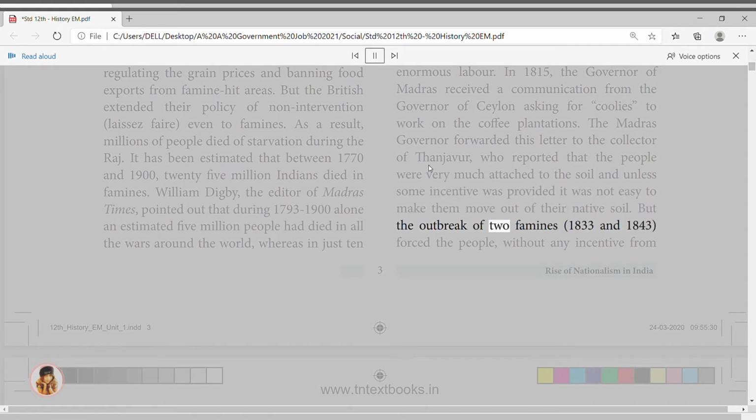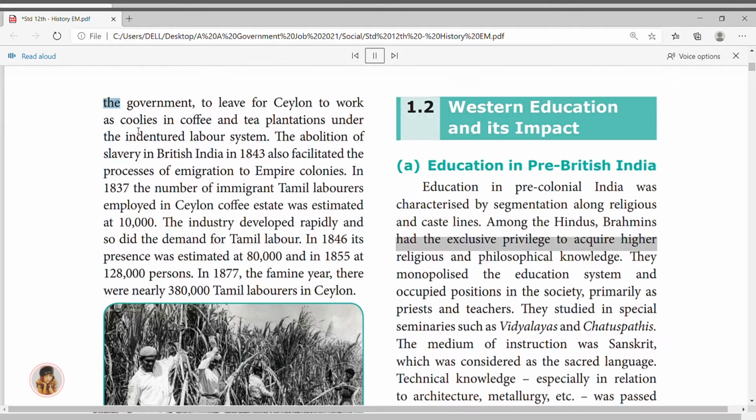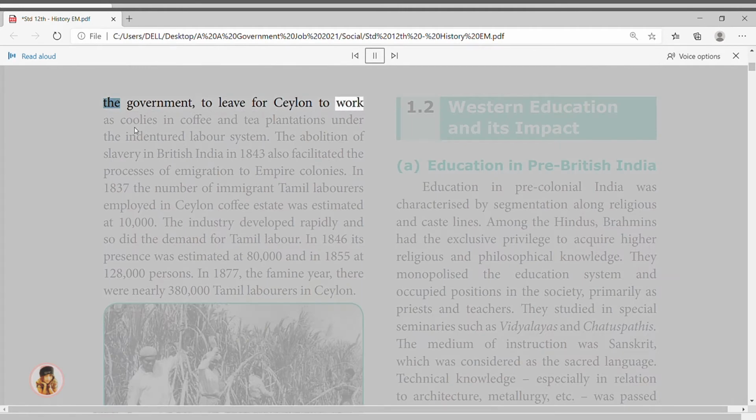But the outbreak of 2 famines, 1833 and 1843, forced the people, without any incentive from the government, to leave for Ceylon to work as coolies in coffee and tea plantations under the indentured labor system. The abolition of slavery in British India in 1843 also facilitated the processes of emigration to empire colonies.